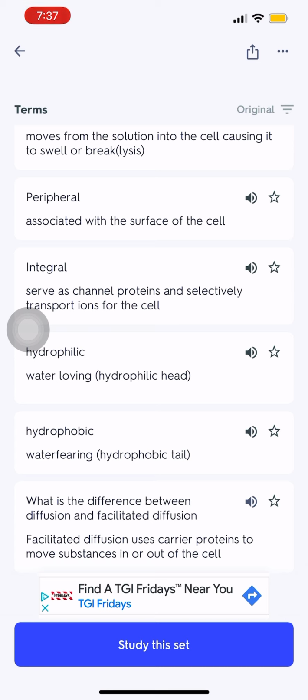What is the difference between diffusion and facilitated diffusion? Facilitated diffusion uses carrier proteins to move substances in or out of the cell.